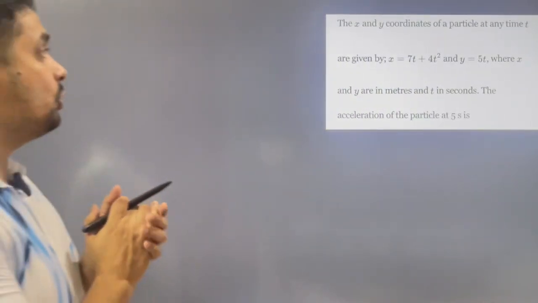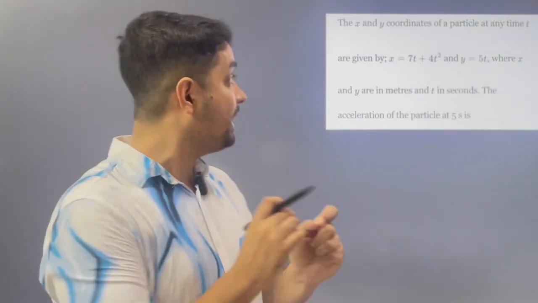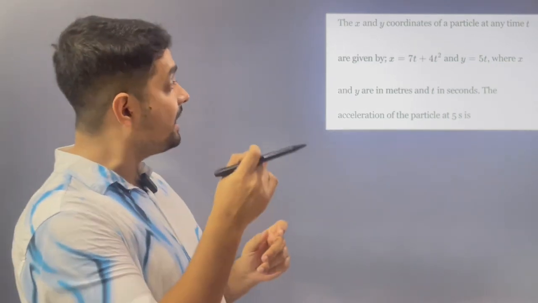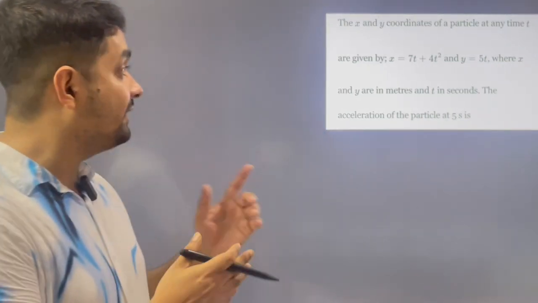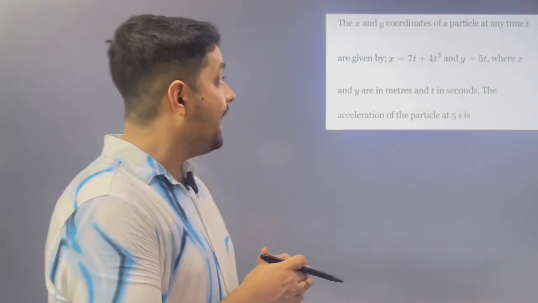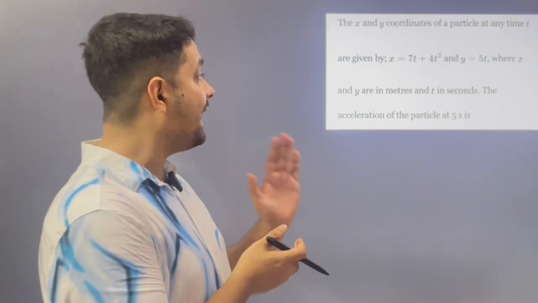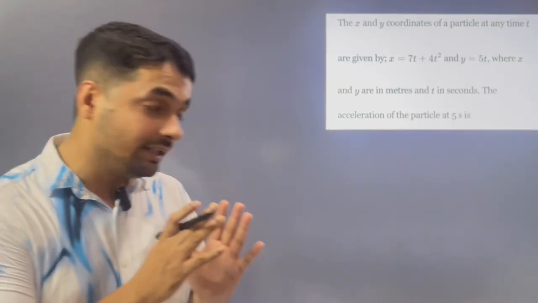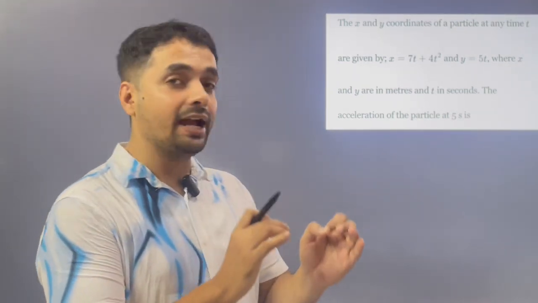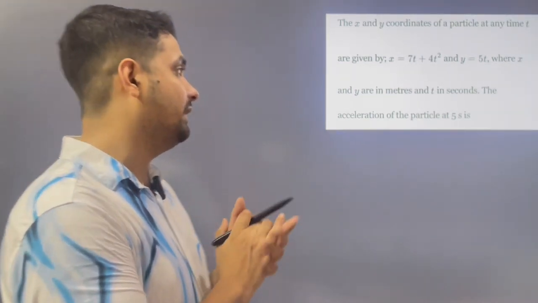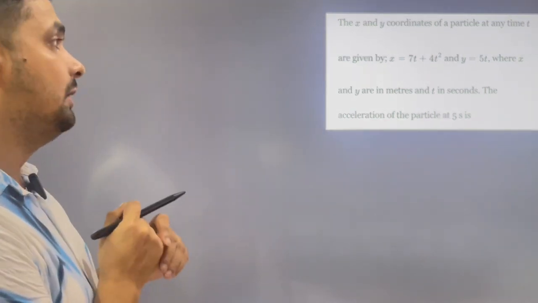See here, the next question is: the x and y coordinates of a particle at any time t are given as x is 7t plus 4t square and y is 5t, where x and y are in meters and t is in seconds. We have to find the acceleration of the particle at t equals 5 seconds. Okay, so how will you find this?